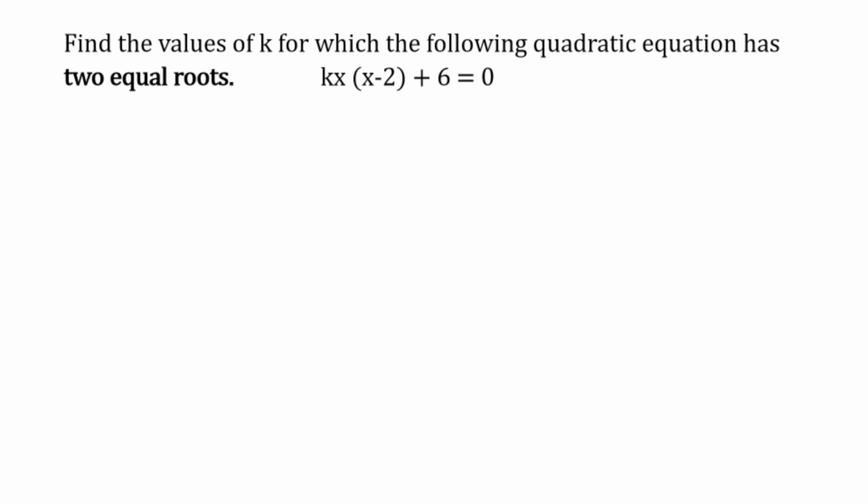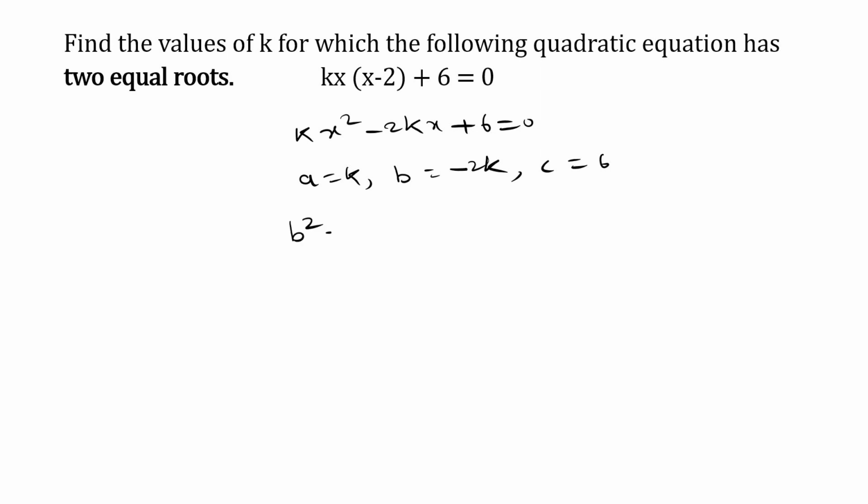Here also we find the values of k for which the given equation will have two equal roots. So by distributing over x minus 2, we get kx square minus twice kx plus 6 is equal to 0. Comparing with the standard quadratic, we get a is equal to k, b is equal to minus 2k and c is equal to 6. As usual, we know the quadratic has two equal roots when its discriminant b square minus 4ac is 0. So substituting in this the values of a, b and c, we get minus 2k whole square minus 4k times 6 is equal to 0.